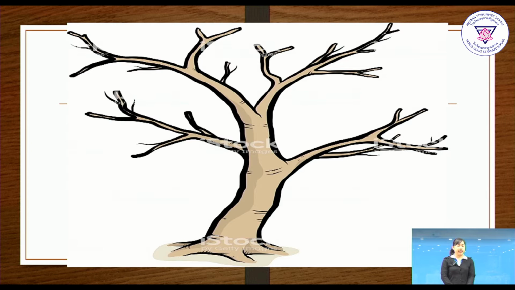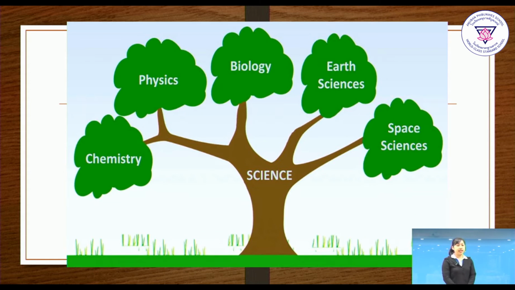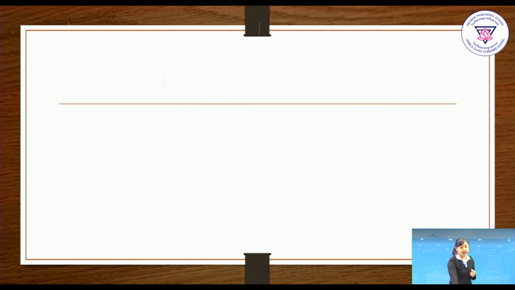As you can see here, this is an image of a tree with many branches. Just like science, it has many branches, but I will give you some of them. These are some branches of science. We have five, namely chemistry, physics, biology, earth sciences, and space sciences.